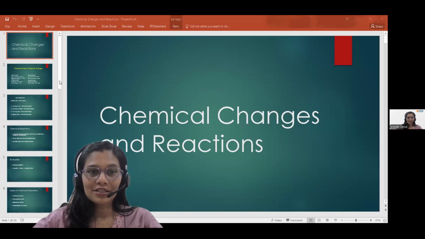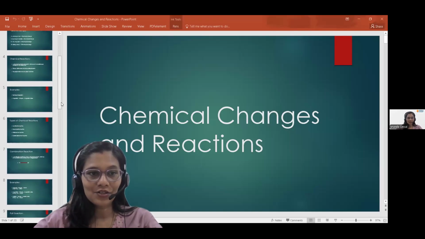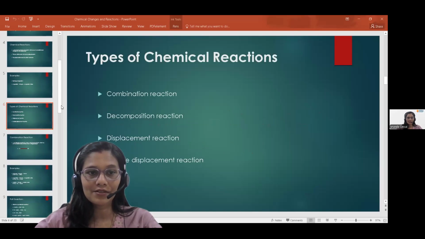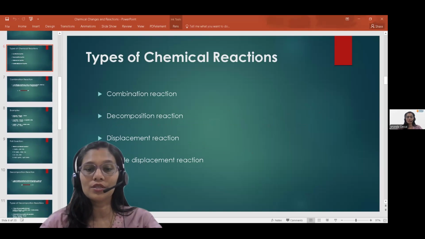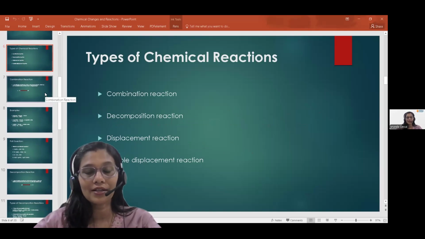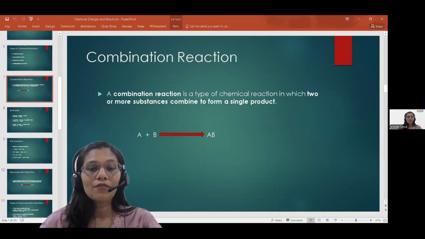So today we will continue with types of chemical reactions. We have already discussed yesterday about the types of chemical reactions. Today we are going to see two types of chemical reactions, that is combination reaction and decomposition reaction. First, talking about combination reaction.